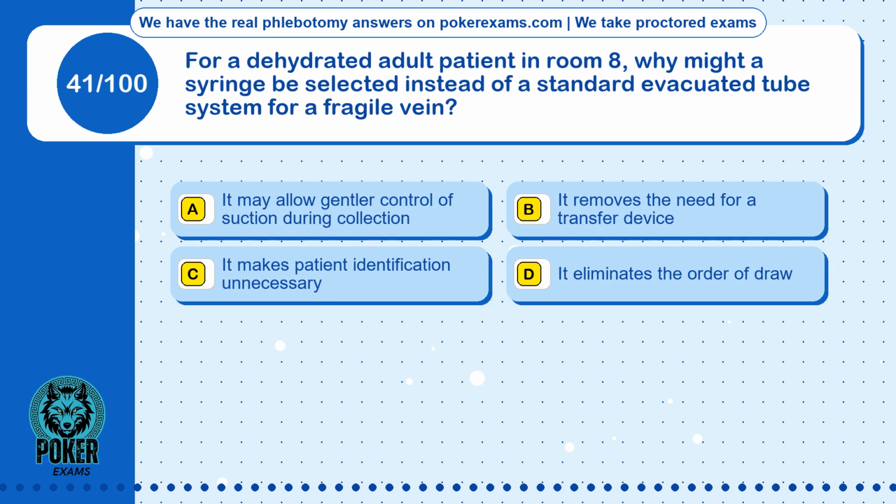Question 41. For a dehydrated adult patient in room 8, why might a syringe be selected instead of a standard evacuated tube system for a fragile vein? Option A. It may allow gentler control of suction during collection. Option B. It removes the need for a transfer device. Option C. It makes patient identification unnecessary. Option D. It eliminates the order of draw.